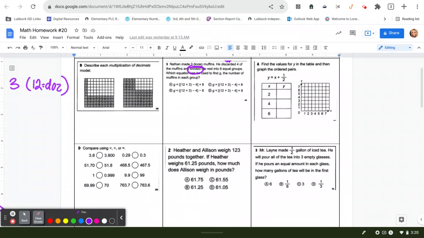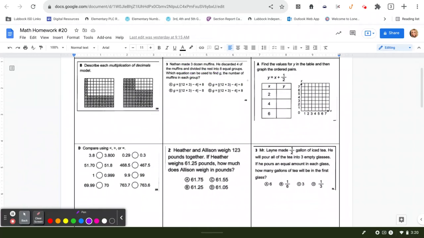Okay, so I know that 3 dozens, right? 1 dozen has 12, and I'm going to do that 3 times. So I'm going to start with that. And then he discarded, he got rid of 4 of them. So we can see that all of these answer options have that, right? Then look what it says. He divided the rest into 8 equal groups. Well, that's pretty easy. Look here. Divided into 8 equal groups.